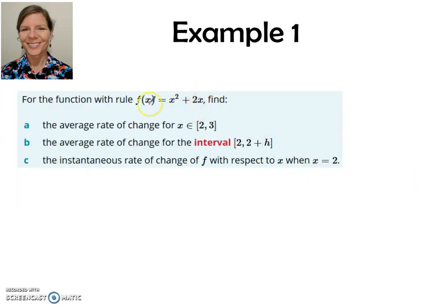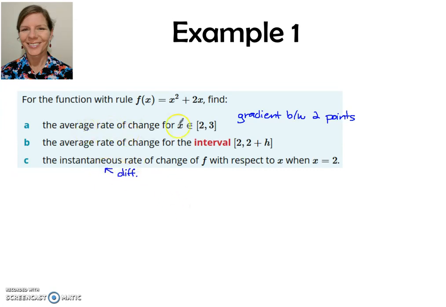Okay, so we've got this function. f(x) is x squared plus 2x, and the question asks to find the average rate of change for the interval 2 to 3, where x is 2 and x is 3. Then the average rate of change for the interval 2 and 2 plus h, so that's where our limiting chord theorem comes in. And then the instantaneous rate of change. So when you see average rate of change, what that means is gradient between 2 points. Okay, so that's just rise over run. When you see instantaneous rate of change, this means differentiate.